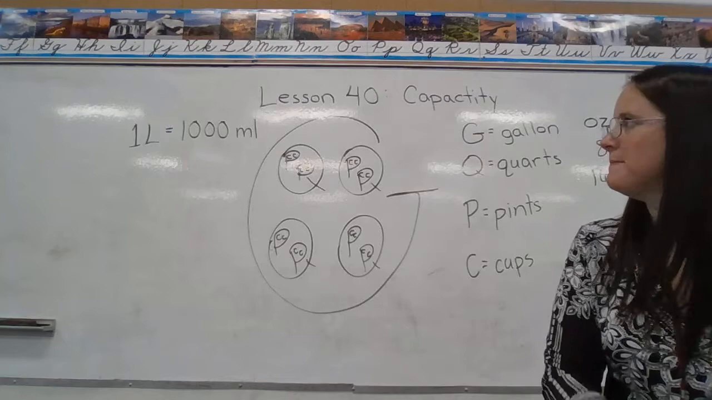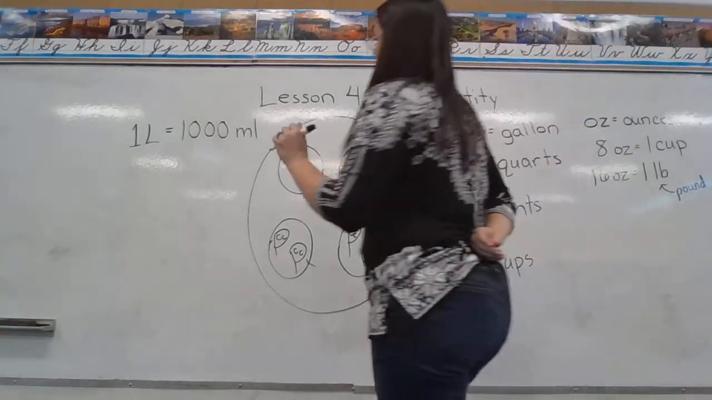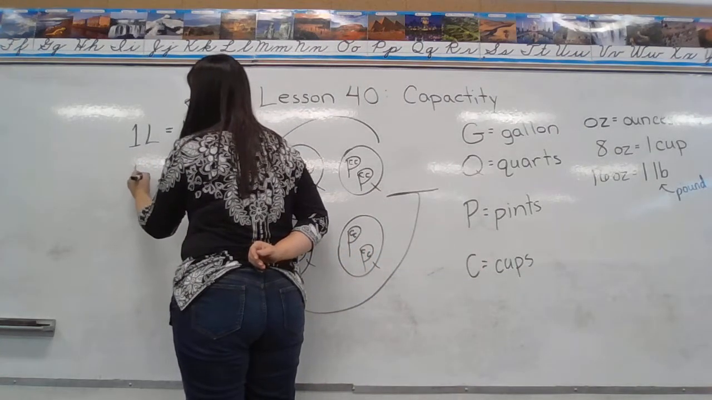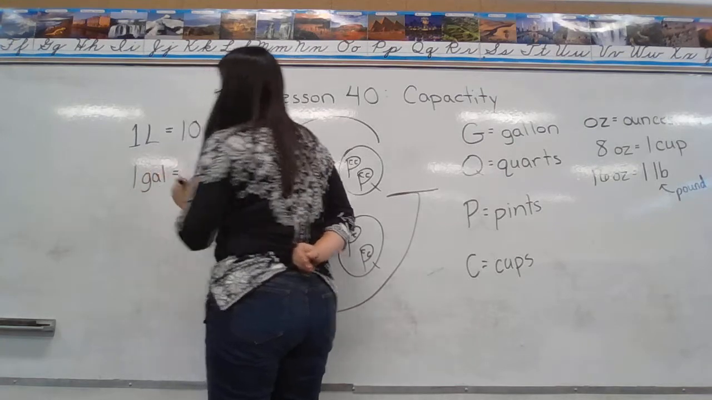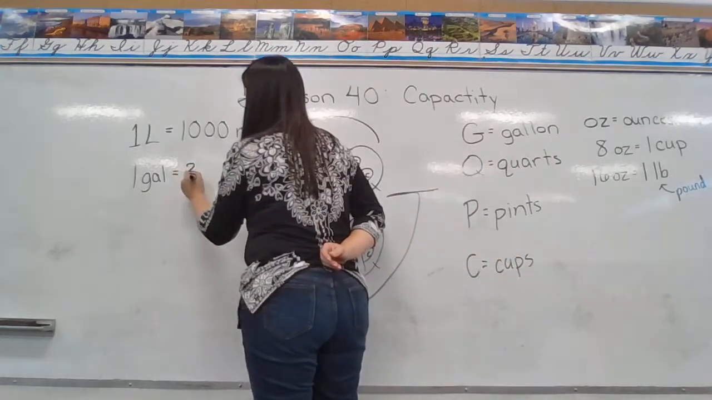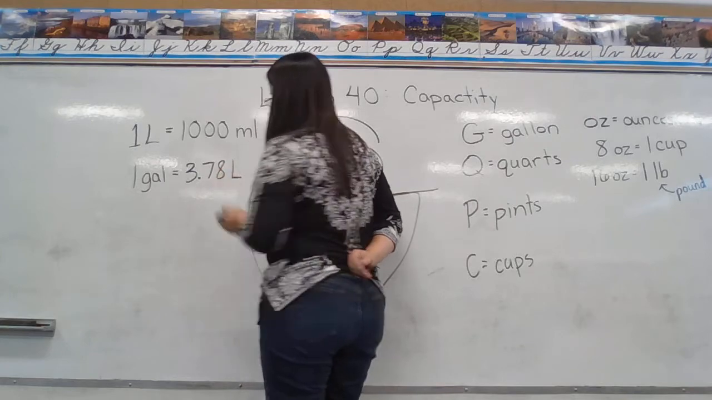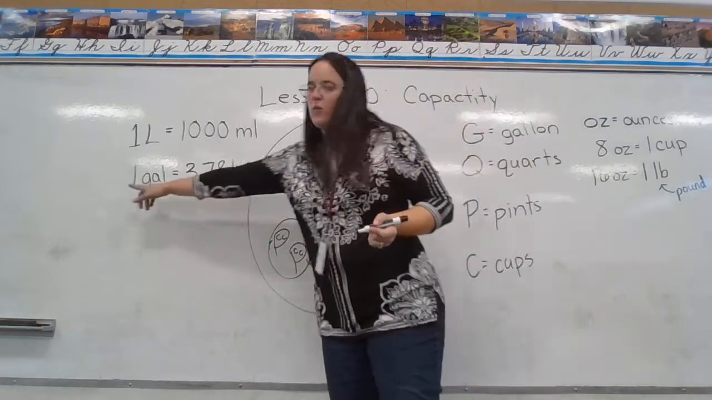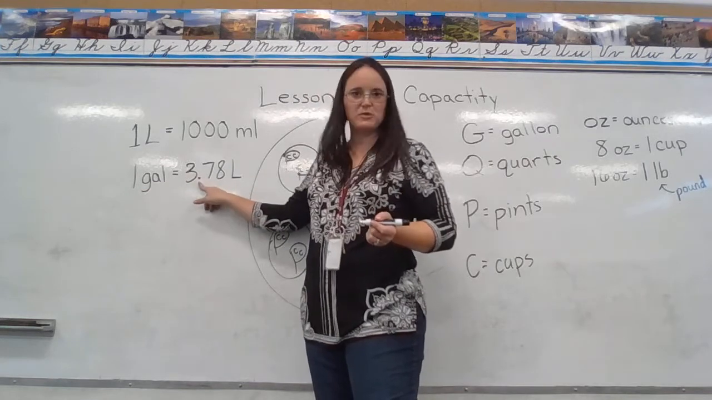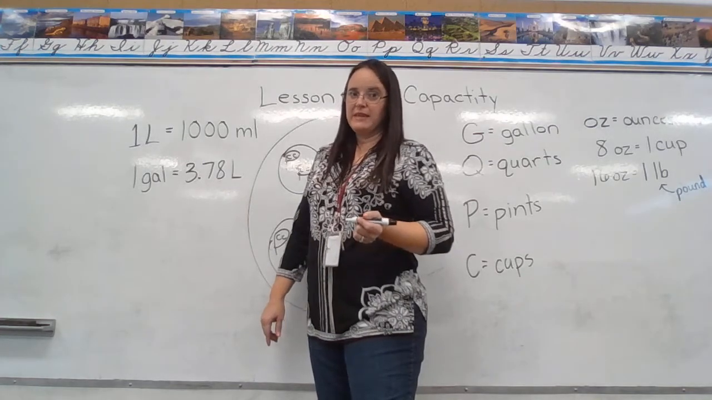All right, so we measure with decimals. If I have 1 gallon, it is equal to 3.78 of a liter. We'll do a capital L for liter there. 1 gallon is equal to 3.78. See my decimal point here? So how many milliliters might that be?